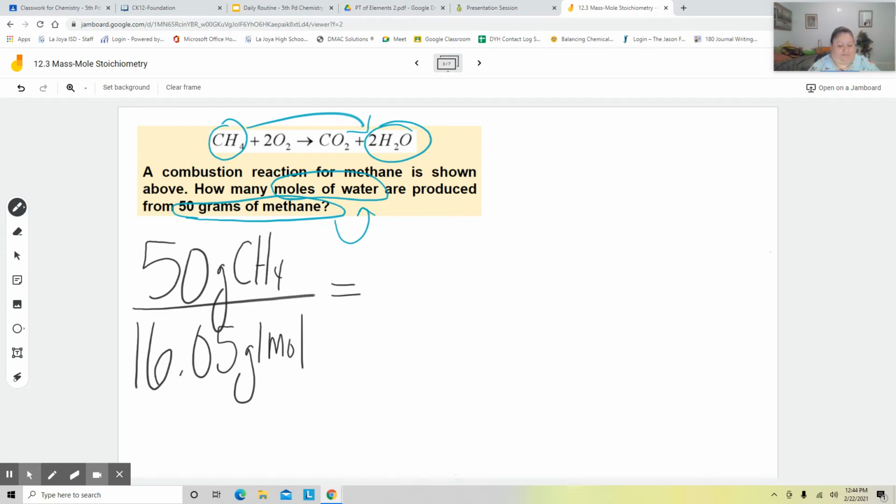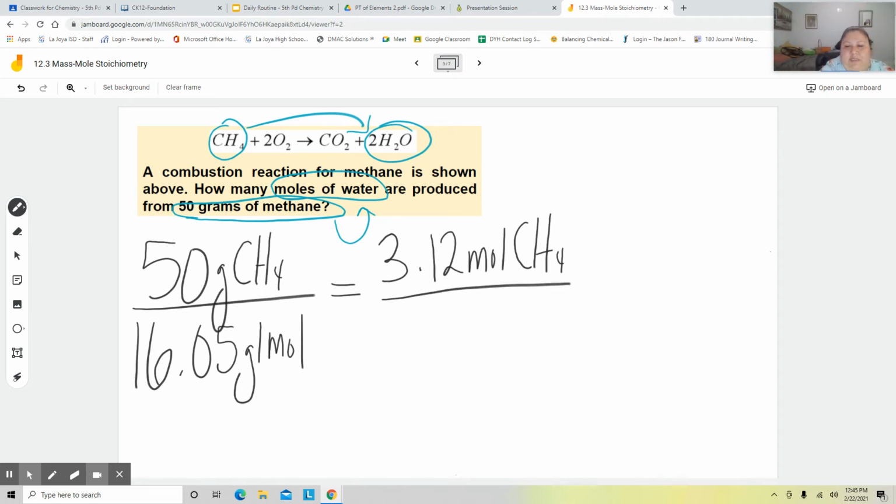So what is it? 50 divided by 16.05. What'd you get? Oscar, I haven't heard from you today, Oscar. 50 divided by 16.05, sir. Yes, that is what I got. Well, actually, 3.12 if you round correctly. Yeah, but that's the same thing I got.